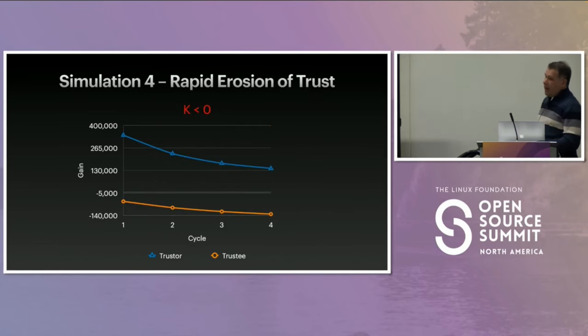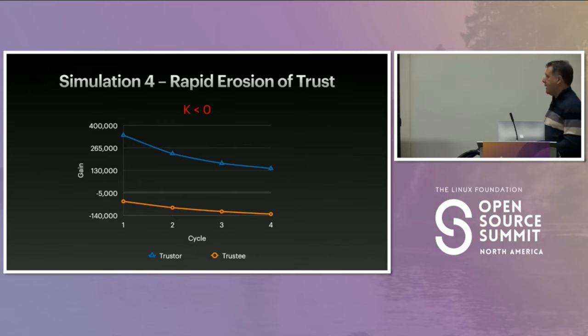Last but not least is when K is smaller than 0. So the magnification factor is actually reducing value both for the trustor and the trustee. In those cases, you have a machine learning model that is always giving wrong results, causing the trustee, in that case a customer, to do rework. So you're not really creating value, you're generating more work for the trustee. It's not a good case to create trust. You actually create a rapid erosion of trust in that case.